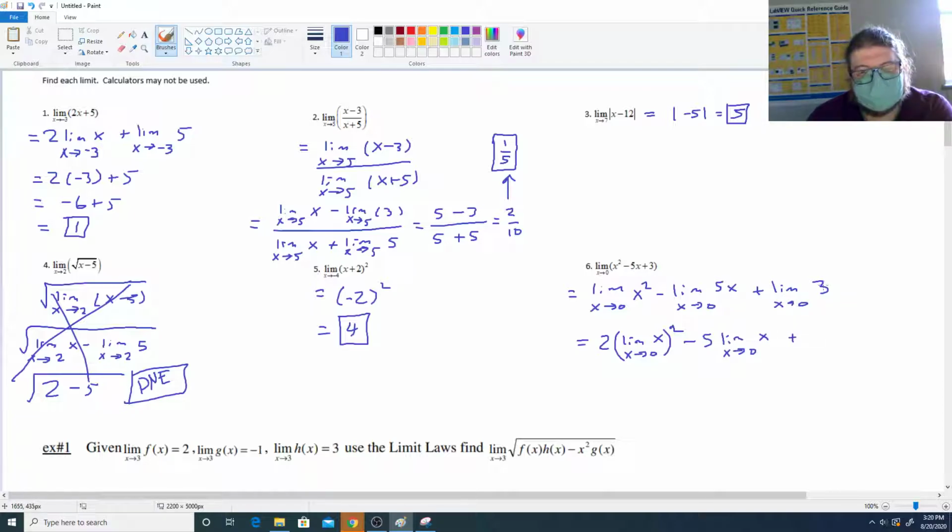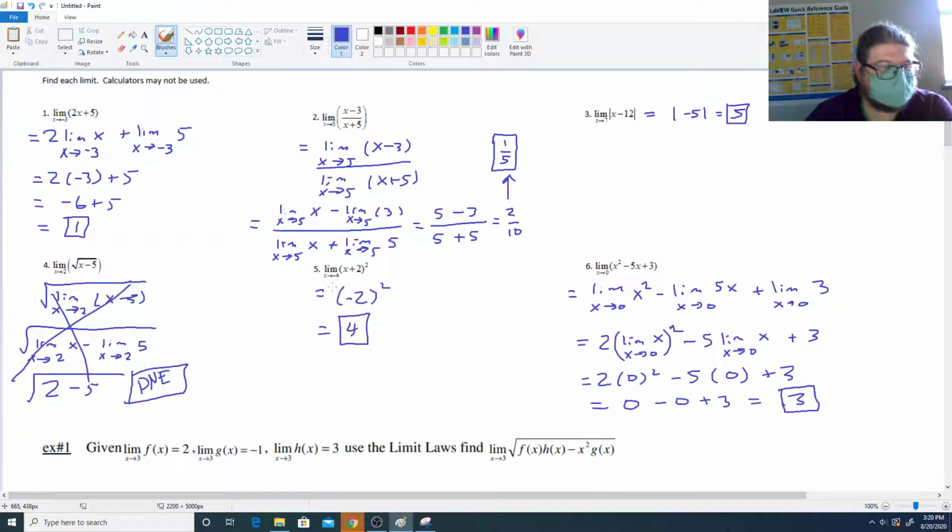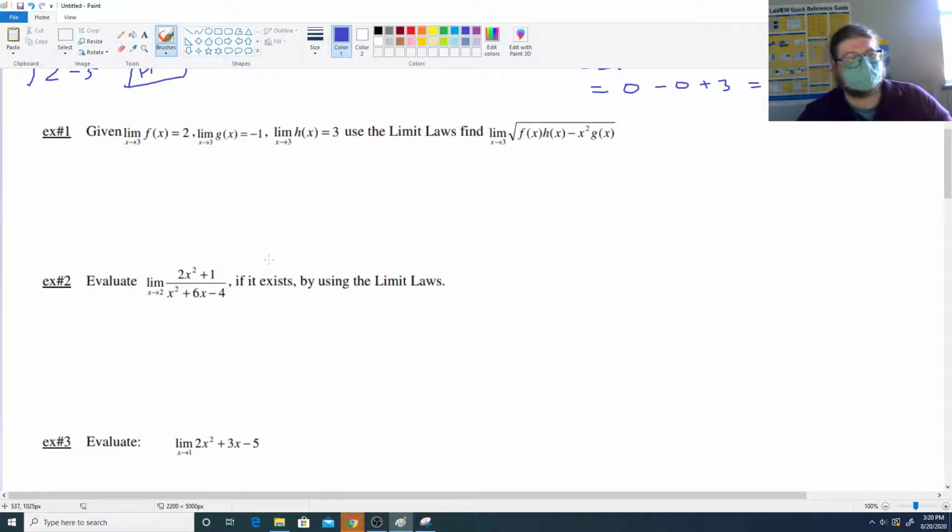The limit as x approaches 0 of a constant 3 is just a constant 3 back. The limit as x approaches 0 of x, that's 0. -5 times the limit as x approaches 0 of x is 0. So we get basically 0 minus 0 plus 3, which is 3. So that is those. Let's take a look at the next grouping.